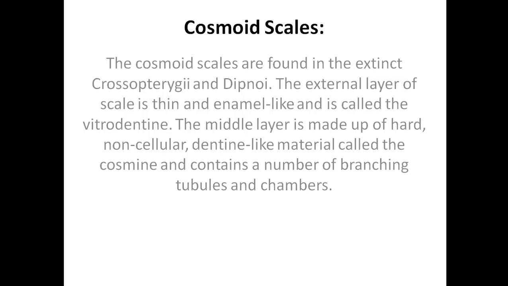Then come the cosmoid scales. These cosmoid scales are found in Crossopterygii and Dipnoi, the two groups. The external layer of the scale is thin and enamel-like, made out of again vitrodentine. Whereas the middle layer is made up of hard non-cellular dentine-like material, and that is called cosmoid. Why is it called cosmoid scales? The middle layer is made up of cosmoid, which contains a number of branching tubules and chambers.